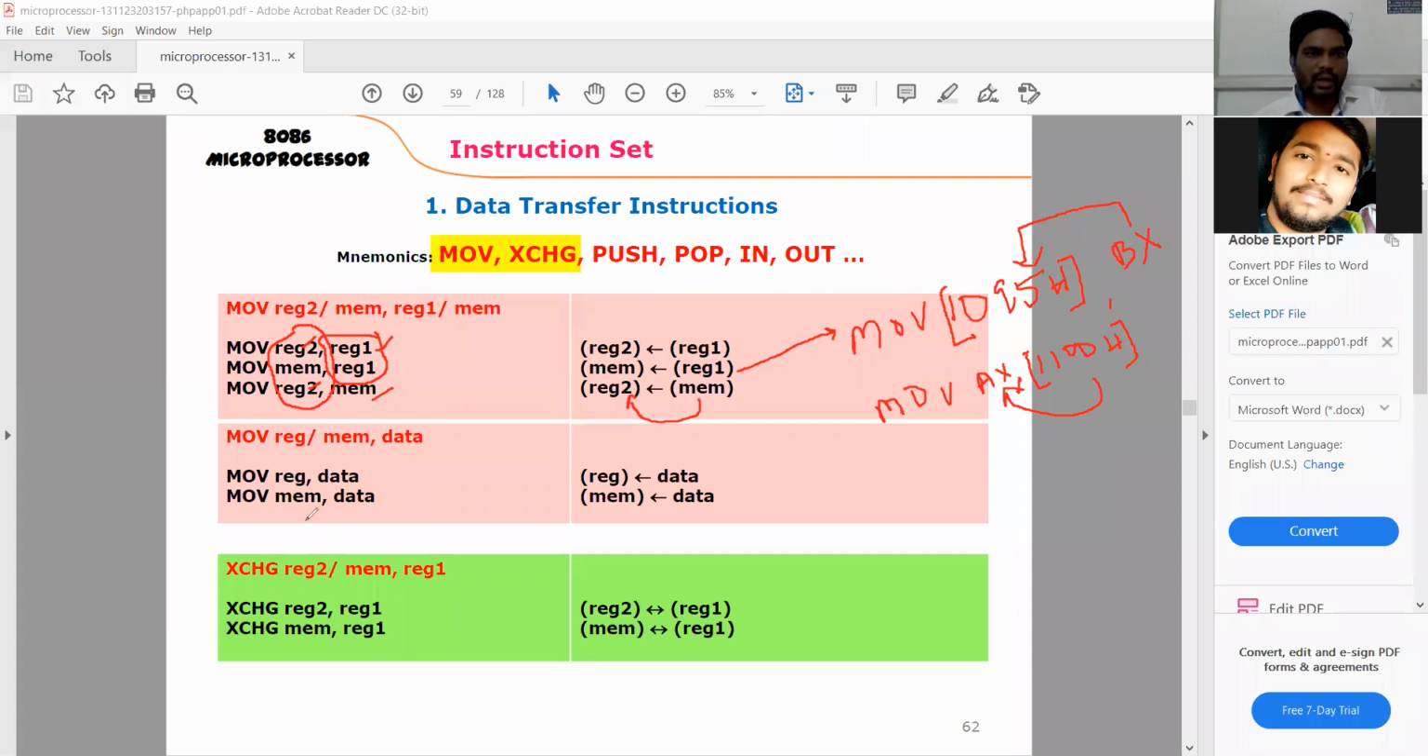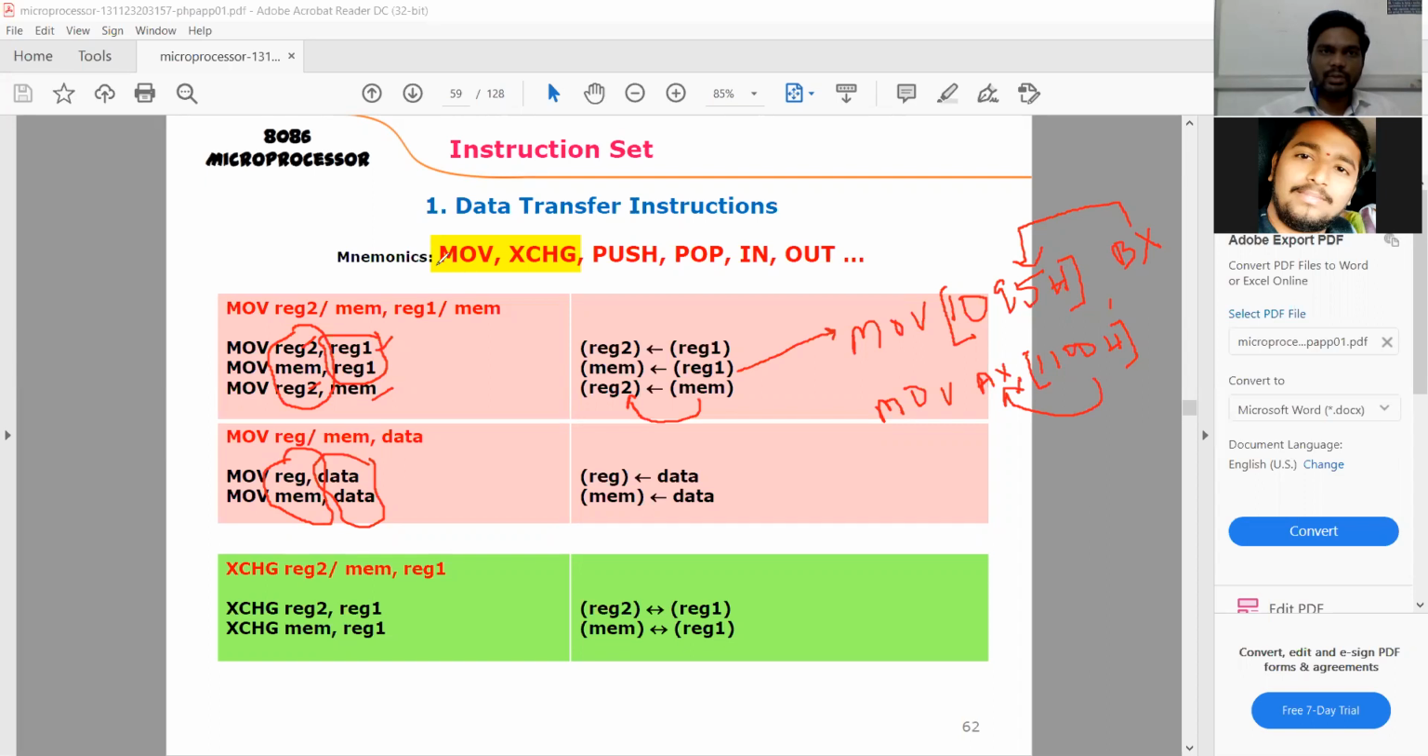Let us see the next category, where the source is a data, but the destination is either a register or a memory location, as we discussed in the previous slide. Always remember that when you are using a data transfer instruction, the destination should be either a register or a memory location. Other than that, you cannot have any destination.